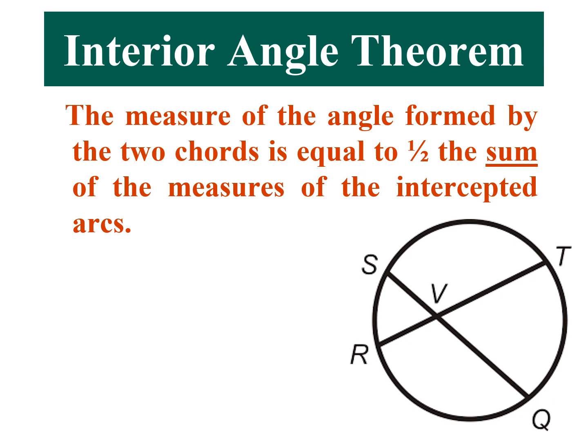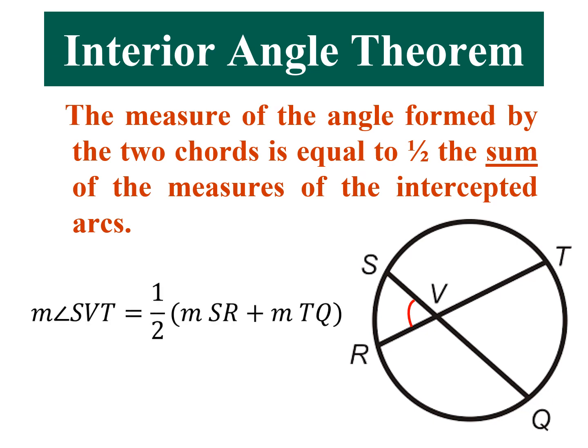It states that the measure of the angle formed by two chords is equal to 1 half the sum of the measures of the intercepted arcs. So the measure of angle SVT equals 1 half times the measure of arc SR plus the measure of arc TQ. We can also conclude that angle TVQ is equal to 1 half the measure of arc SR plus measure of arc TQ because we all know that vertical angles are congruent.